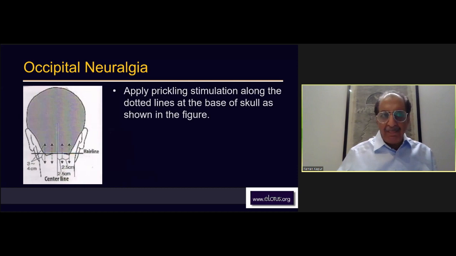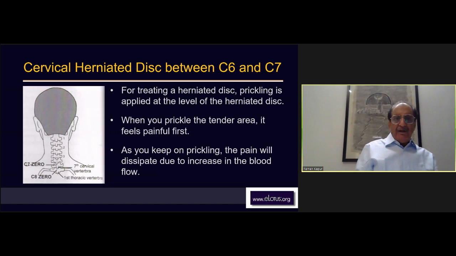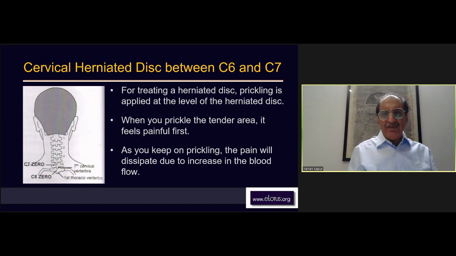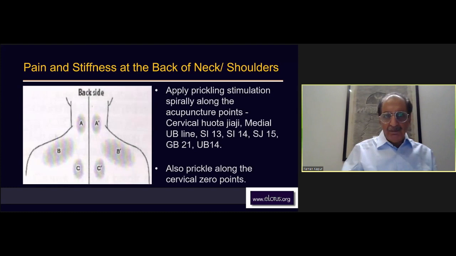Then occipital neuralgia. Again, you apply pricking stimulation along the dotted lines at the base of the skull, as shown in this figure. Then cervical herniated disc between C6 and C7. So for treating a cervical disc, you prick at the level of the herniation, then you prick the tender area, and it feels painful first when you prick it. But as you keep on pricking the area, the pain will dissipate. Why? Because there's an increase in the local blood flow.